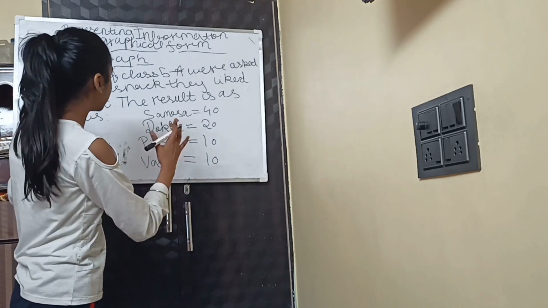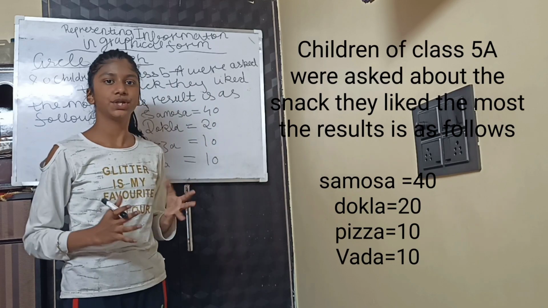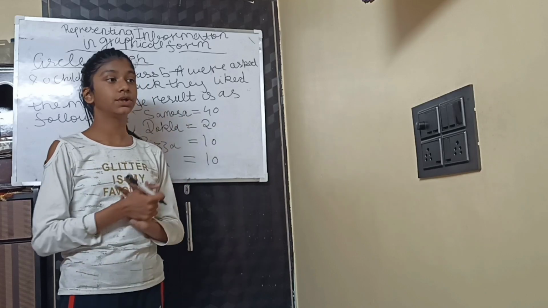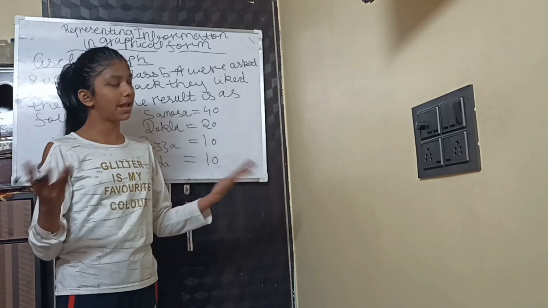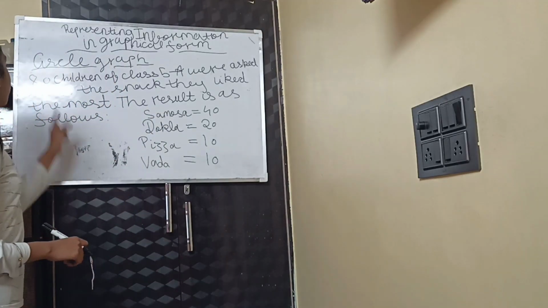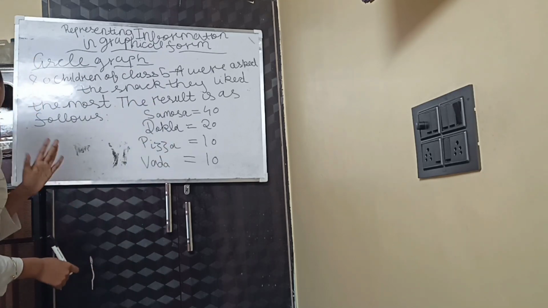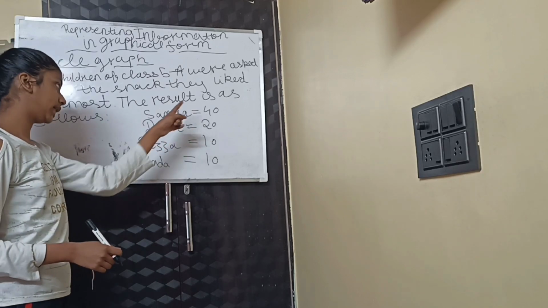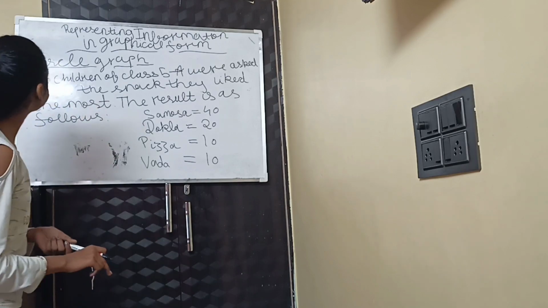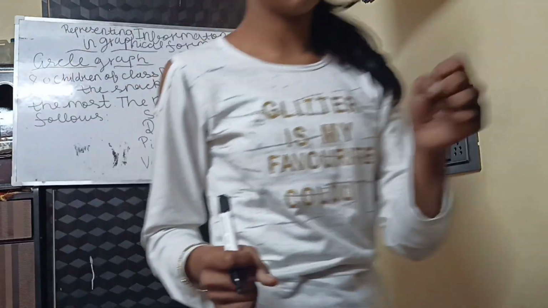So guys, now I'm going to drop this question on my screen. You can read the question and revise along with me. Those who know how to do it, it's good. You can see this video and revise once more. But those who don't know, I'm explaining it. So I read the question once more. 50 children of class 5A were asked about the snack they liked the most. The result is as follows. Samosa is equal to 40. Dhokla is equal to 20. Pizza is equal to 10. And vada is equal to 10. So let me rub this and we'll solve it.